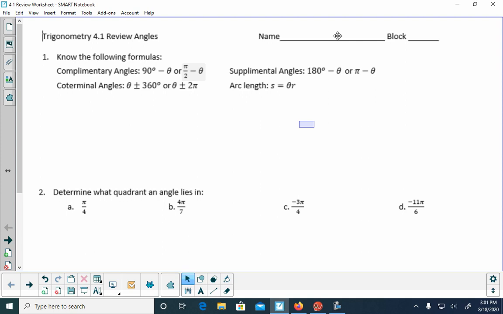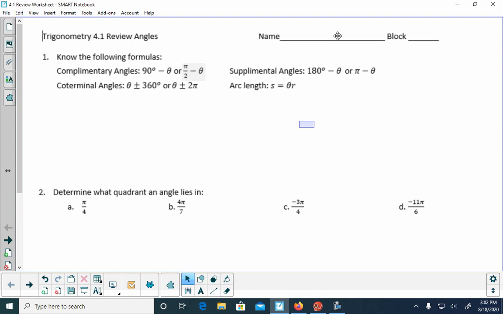Remember, if you get a negative answer for either complementary or supplementary angles, that means it's not possible, which means you cannot find a complementary angle or a supplementary angle. Coterminal angles are two angles that end up at the same place. They have the same initial side and the same terminal side, but they do extra laps around the unit circle. So you either add or subtract 360 degrees when you're in degrees, or you add or subtract 2 pi when you're in radians. Remember, the 360 degrees and the 2 pi represent one lap around the unit circle.